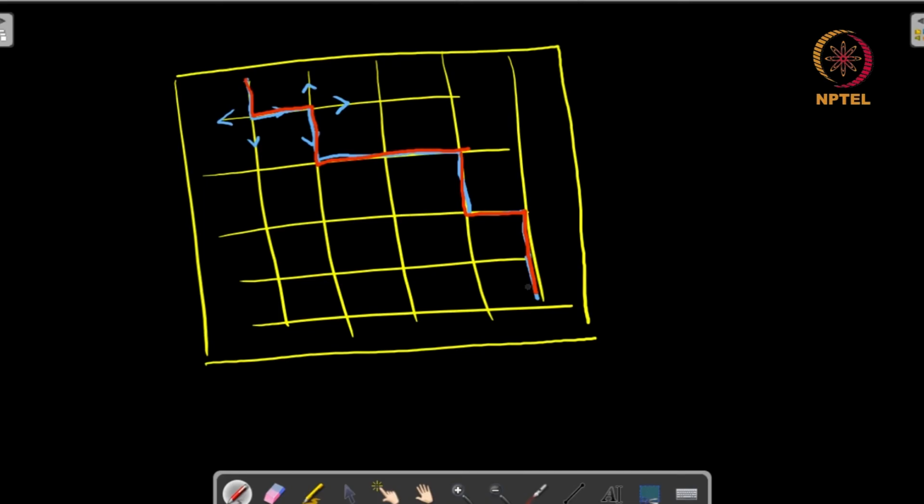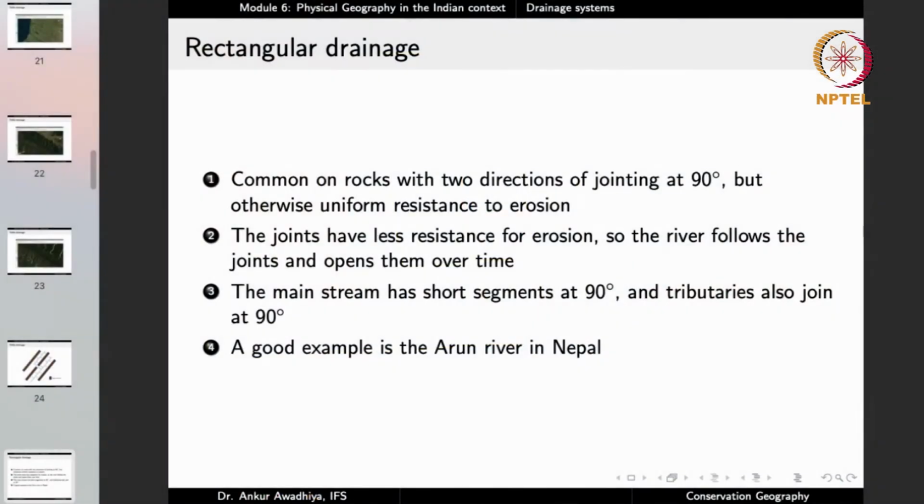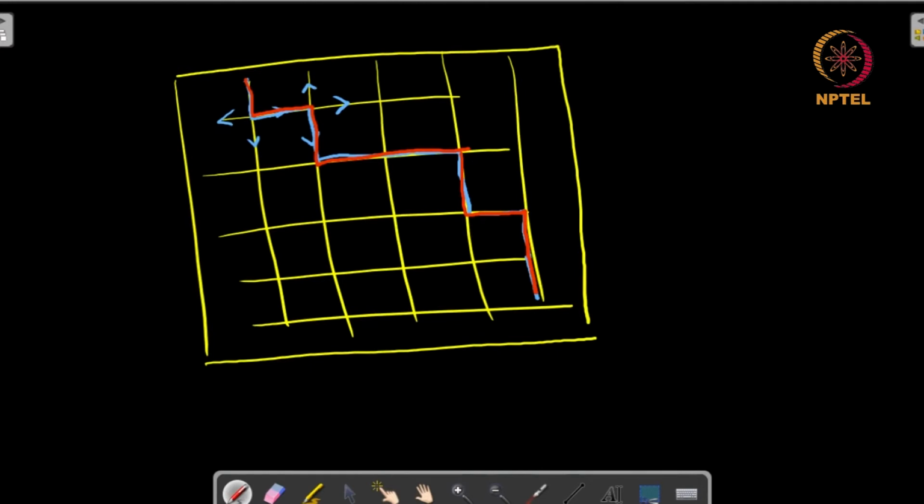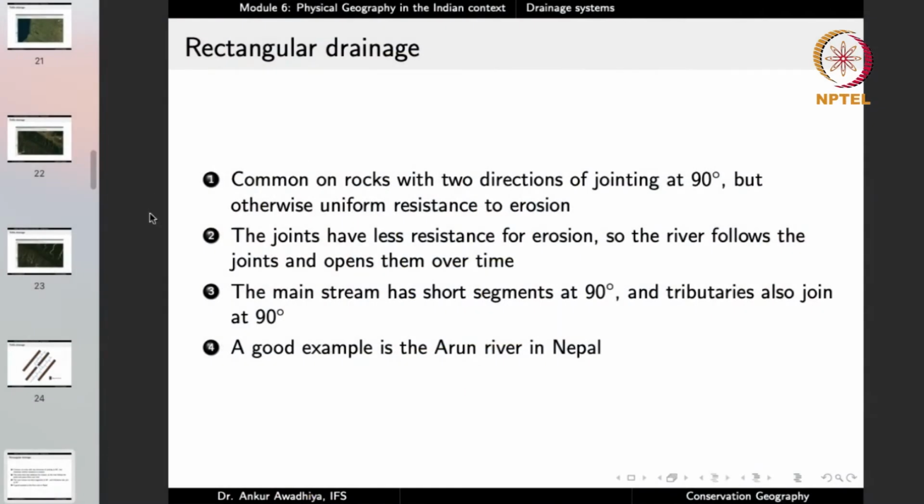So they are not very easily susceptible to erosion by the rivers, but they have a large number of joints or faults. Now because the joints have less resistance to erosion, the river follows the joints and opens them over time. So if the river is moving like this, with time, because the joints have less strength as compared to the other rocks, the river will go on opening these joints. So the river will become deeper and deeper, and the joints will become more and more open with time, because the river is also doing erosion.